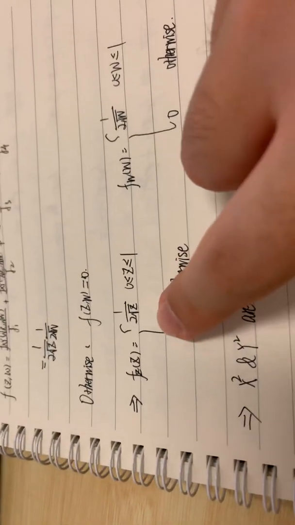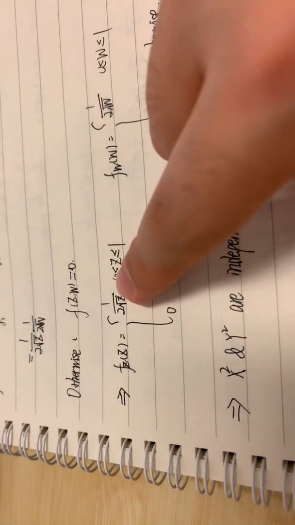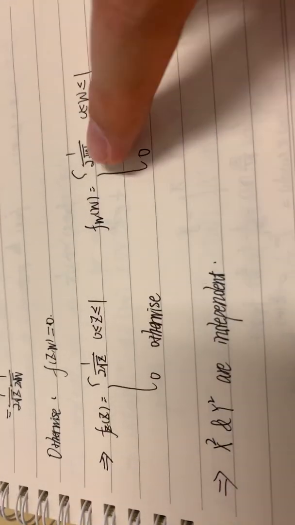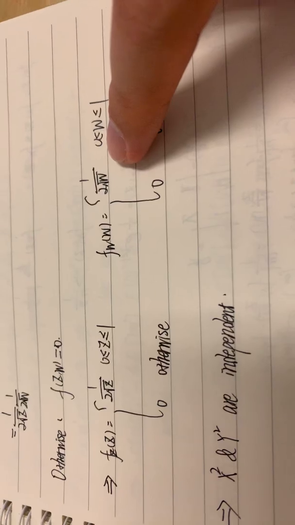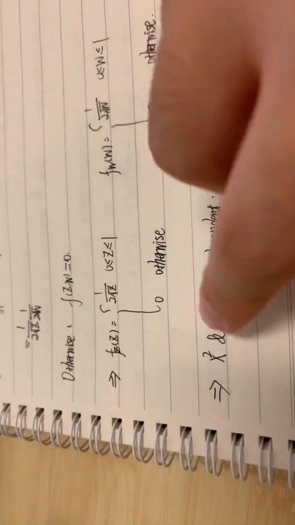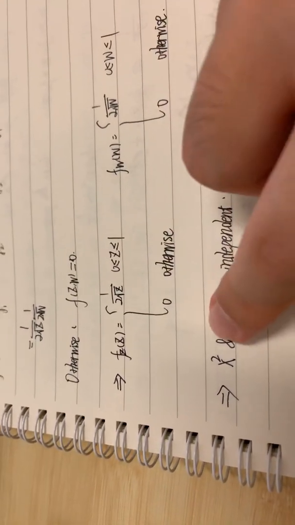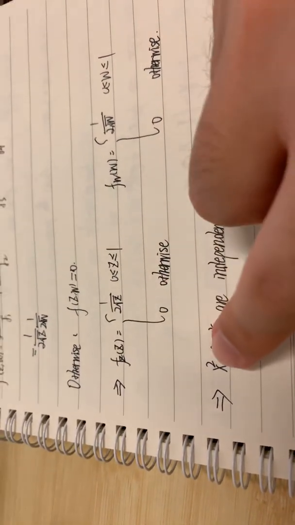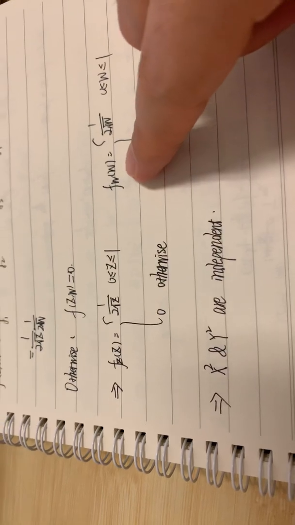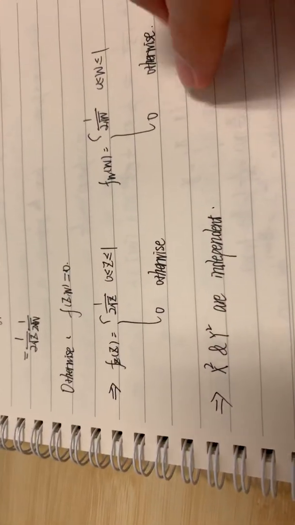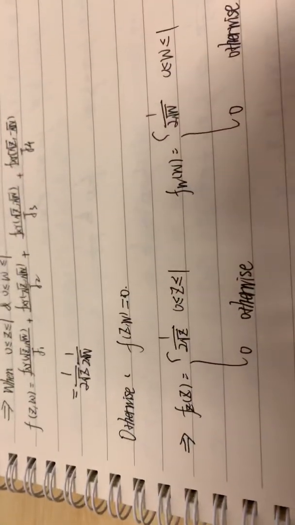Write it down: f of Z equals 1 over 2 square root Z, and f of W equals 1 over 2 square root W. So according to this, Z equals X squared and W equals Y squared, and X squared and Y squared are obviously independent. That's the solution to question 1. Thank you.